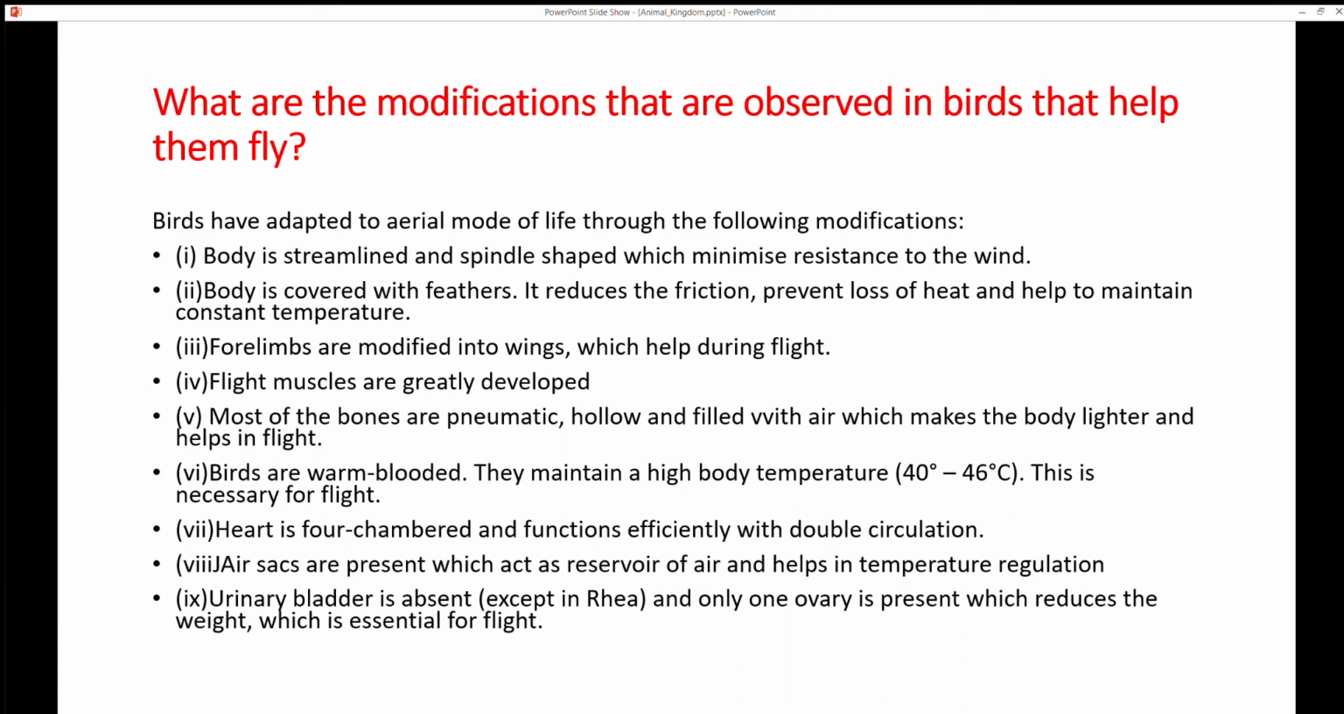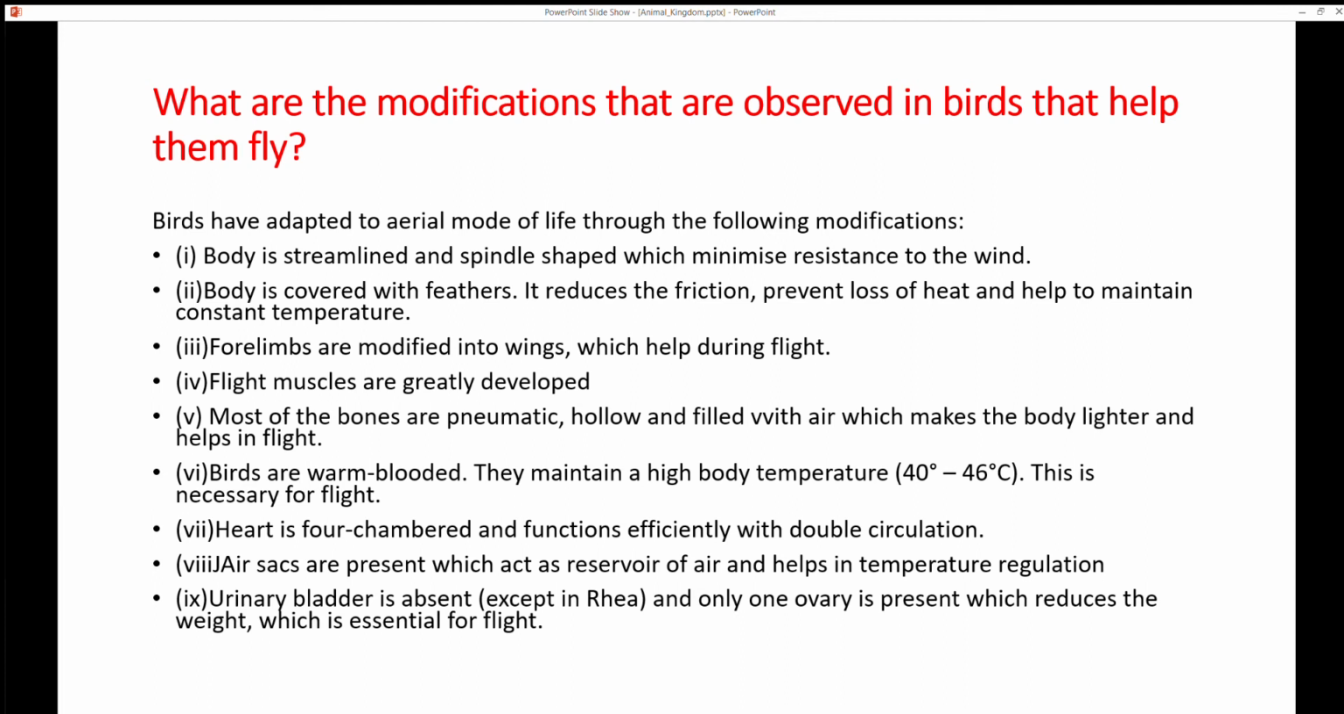Most of the bones are pneumatic bones. This is one more question they are asking. The bones contained in the body of a bird are pneumatic bones, which are hollow and filled with air, which makes the body lighter and helps in flight, meaning movement. Birds are warm-blooded, as I already explained. They maintain a high body temperature, 40 to 46 degrees. This is necessary for flight also.